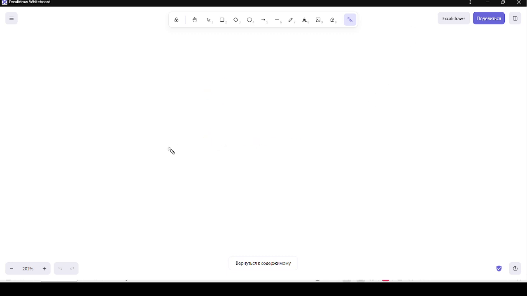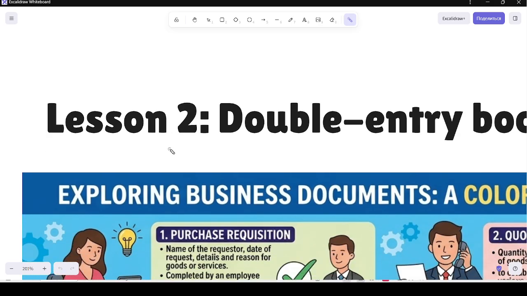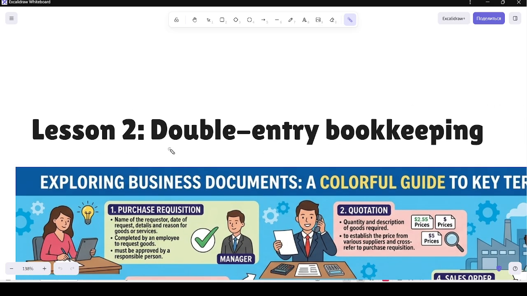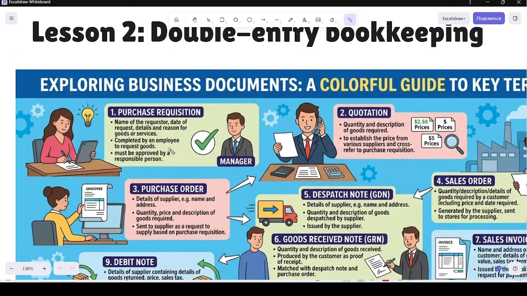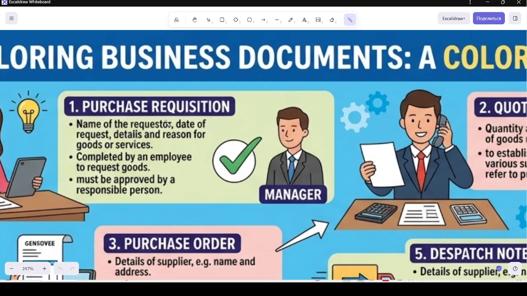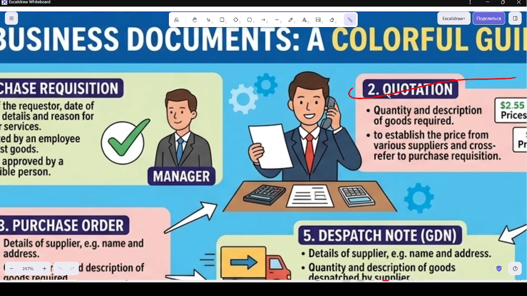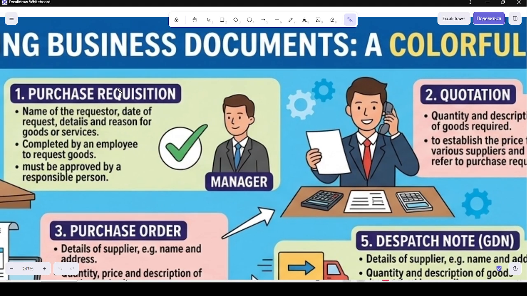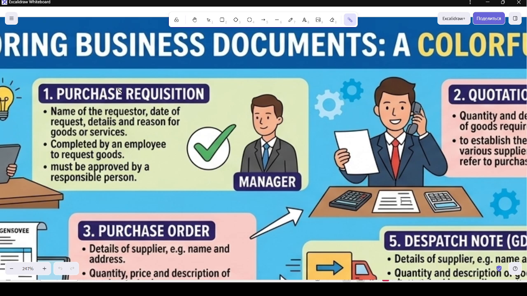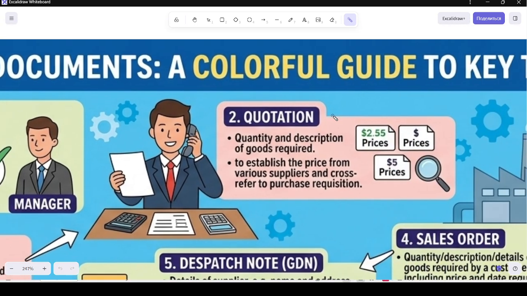Today we will talk about double entry bookkeeping, the second lesson of our financial accounting courses. First of all, before talking about double entry bookkeeping, we should be aware of the source documents used in the sale and purchase process. First of all, purchase requisition and also quotation. I think quotation comes first. If you don't have a quotation, or if you are in a good relationship with a supplier, you don't need a quotation.